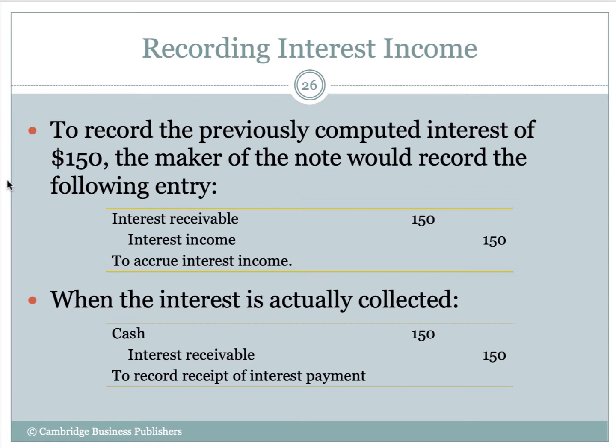So what happens when the interest is actually paid to us? Well, that's simple. We know how to do this. In order to record receipt of an interest payment, we debit cash, because we're getting cash. We credit interest receivable to show that that receivable has been satisfied.